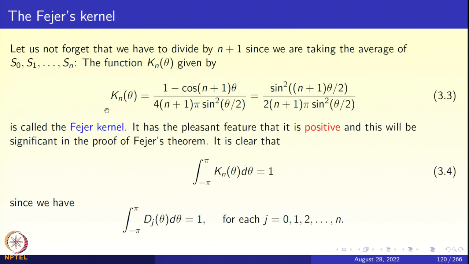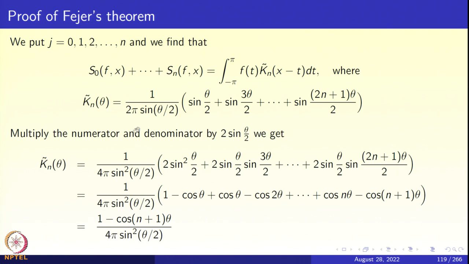The Fejer kernel, like the Poisson kernel, is also a positive kernel. This positivity of this kernel will be very significant. And just as you had it for the Dirichlet kernel and Poisson kernel, the Fejer kernel also has the property that when you integrate it from minus pi to pi, k n theta d theta, you're going to get 1. Equation 3.4. Why is this true? To prove 3.4, remember that the same thing is true for the Dirichlet kernel. Integral minus pi to pi d j theta d theta is 1, for each j. Now, put j equal to 0, 1, 2, 3 up to n and add it, and you can prove 3.4.